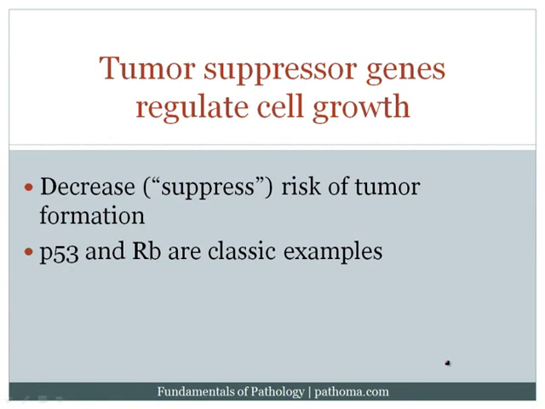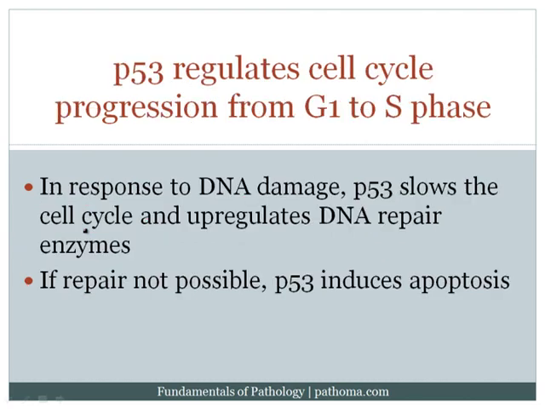Another key regulatory system that can be damaged are tumor suppressor genes. And what do tumor suppressor genes do? They regulate cell growth. And so this is the discussion that we now want to have: what are tumor suppressor genes and how could they result in tumor formation? So the key idea here is that tumor suppressor genes decrease, i.e. suppress, the risk of tumor formation. And the two classic examples are P53 and retinoblastoma. So let's take a moment to discuss each of these.